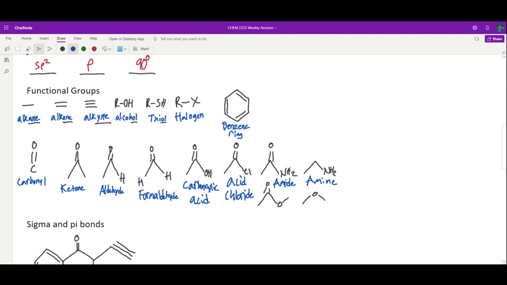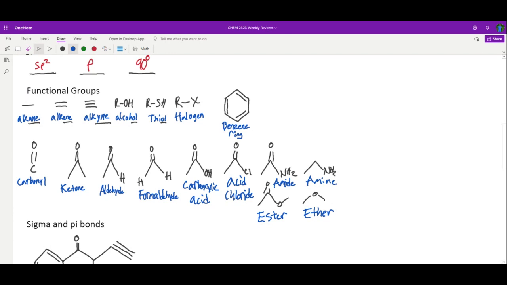Now this group is called an ester, E-S-T-E-R, and this group without the carbonyl is called an ether. Okay? So if you notice, most of these have the carbonyl group, which is the C double bonded O. Okay? So ketone, aldehyde, formaldehyde, carboxylic acid, acid chloride, amide, and ester are all going to be under this carbonyl family, if you'll have it.